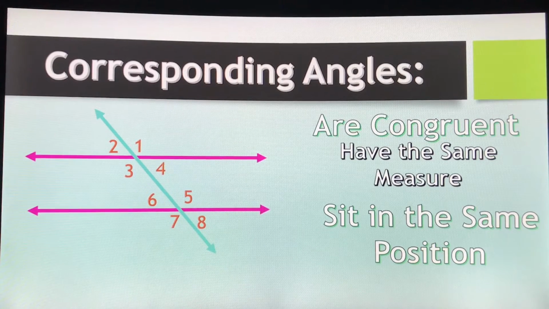And our last pair would be angle 3. It's below that pink line and to the left of my blue transversal. The other angle, you got it, angle 7. That is below the pink line and to the left of the transversal. So corresponding angles always have the same measure. If I had angle 1, I could tell you the measure of angle 5.